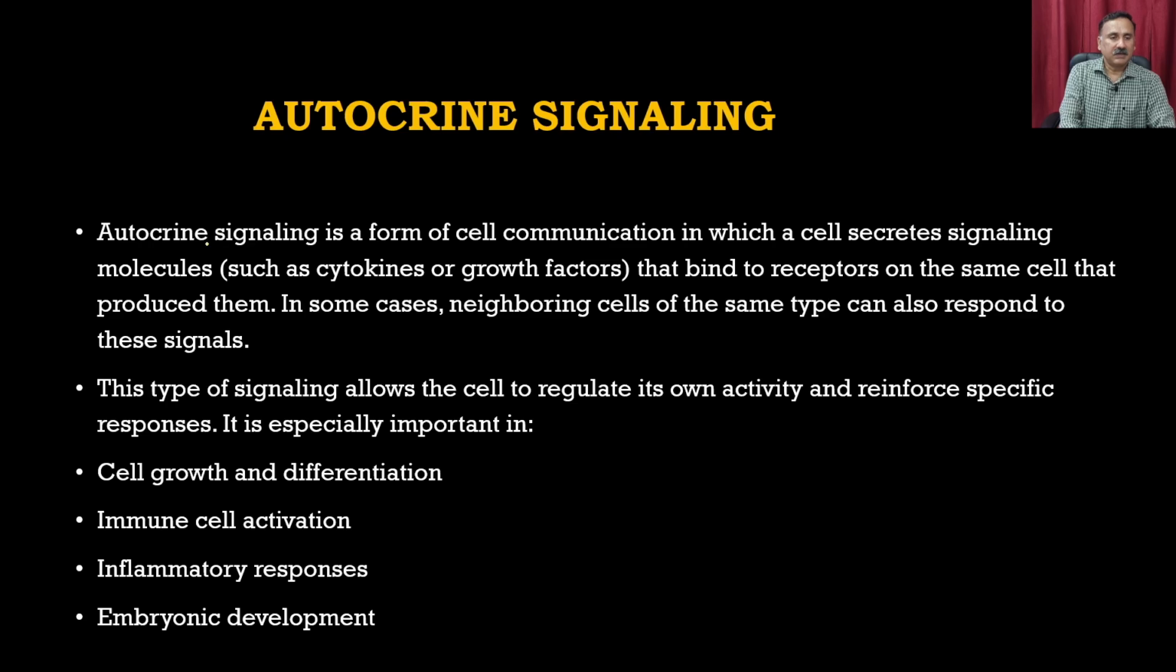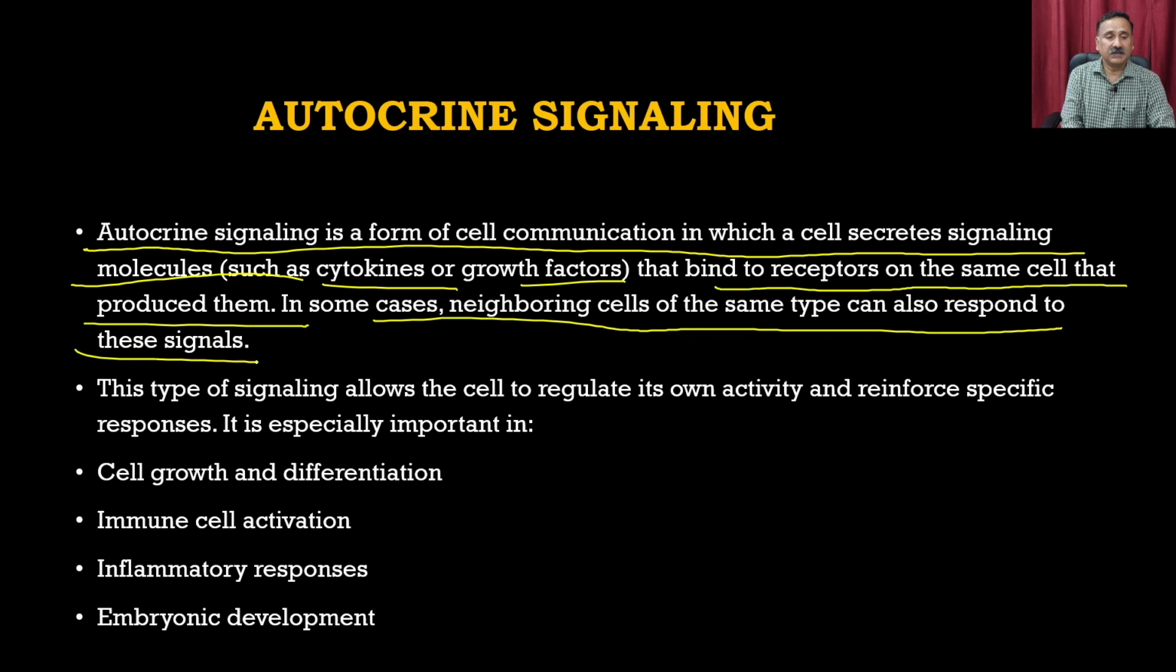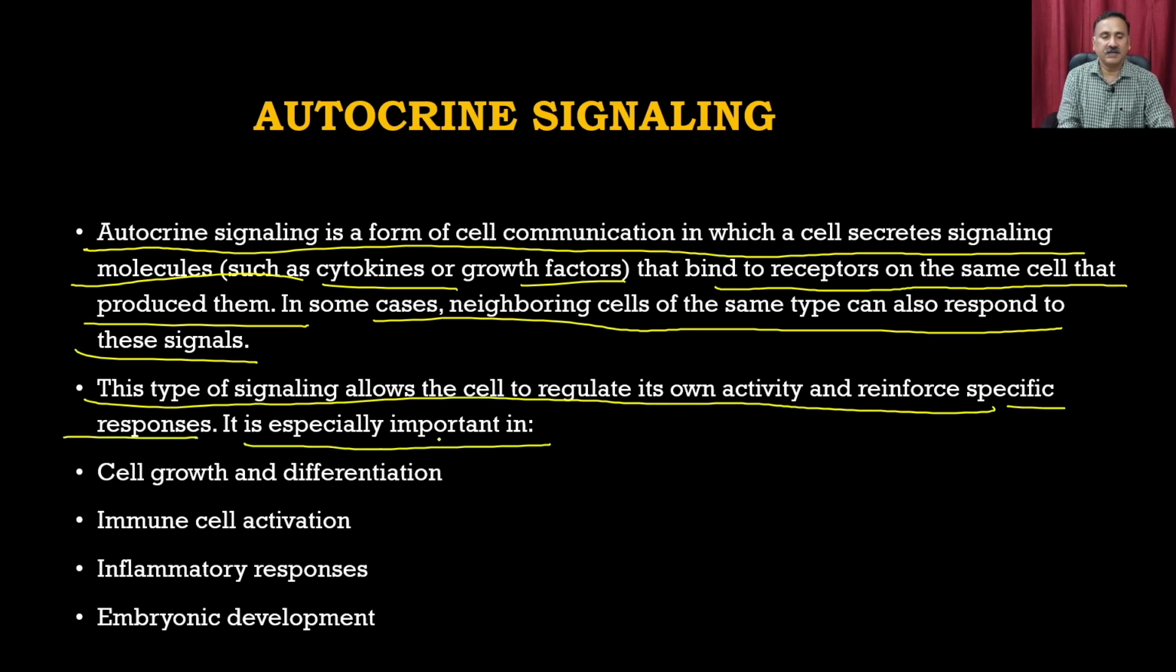So what is autocrine signaling? Autocrine signaling is a form of cell communication in which a cell secretes signaling molecules such as cytokines or growth factors, and that binds to the receptor on the same cell that produced them. In some cases, neighboring cells of the same type can also respond to these signals. This type of signaling allows the cell to regulate its own activity and reinforce specific responses. It is especially important in cell growth and differentiation, immune cell activation, inflammatory responses, and embryonic development.